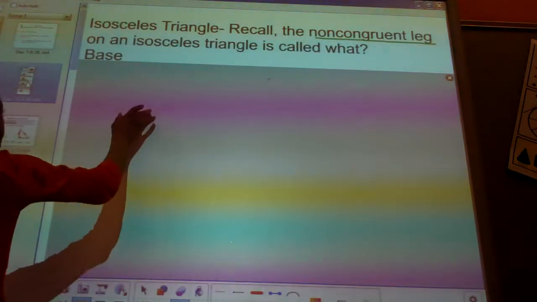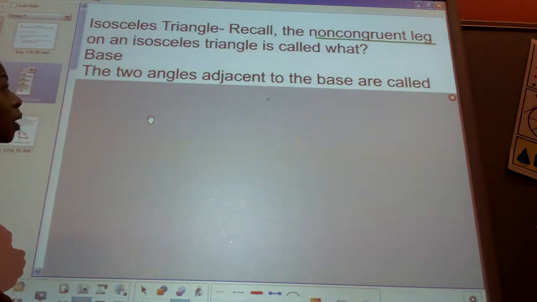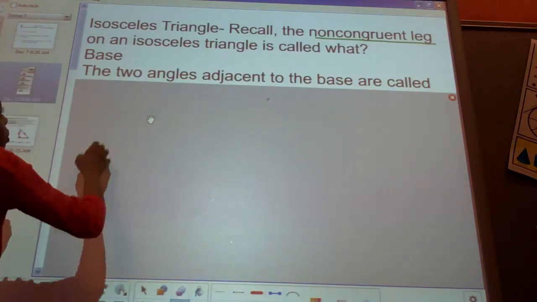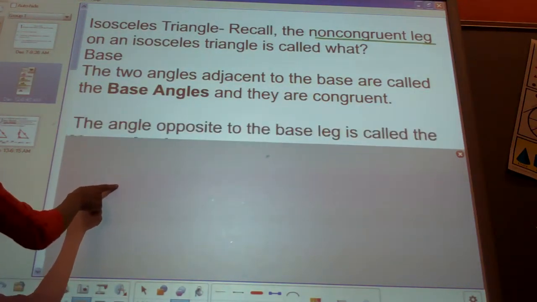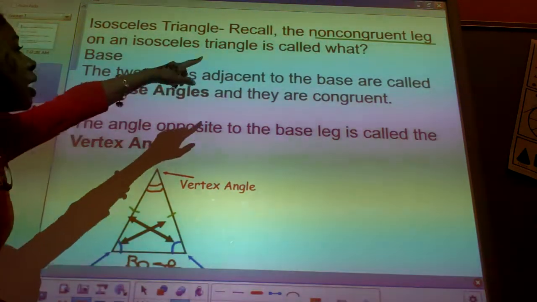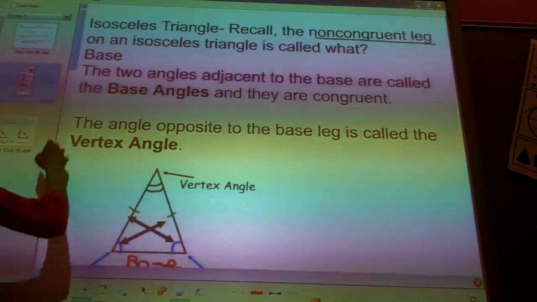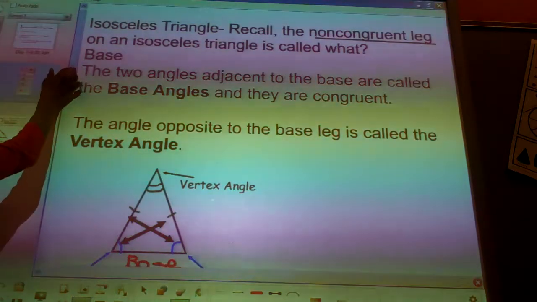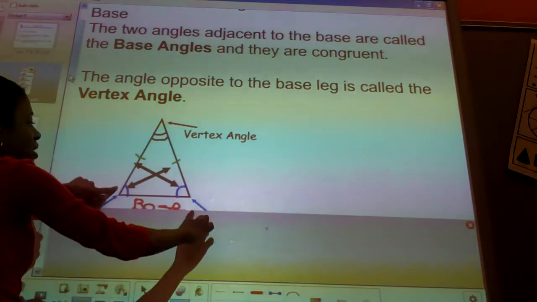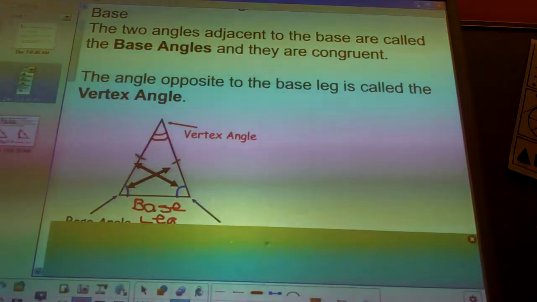All right, to begin, an isosceles, let's recall what it is. That's the triangle that's going to have two sides, or at least two sides, that are congruent. On an isosceles triangle, the non-congruent side is called what? If we remember, if these two sides are the congruent sides, the non-congruent side is called the base, or the base leg.